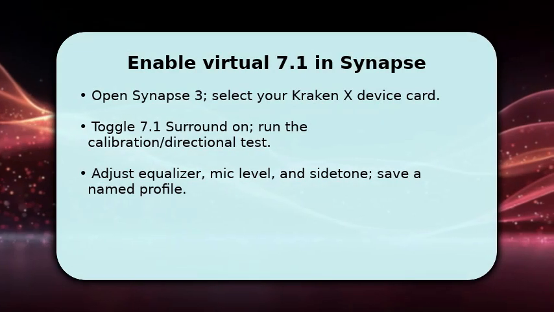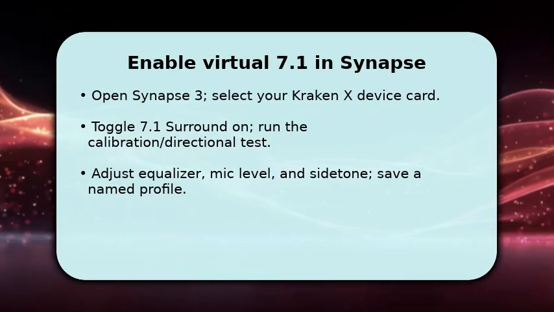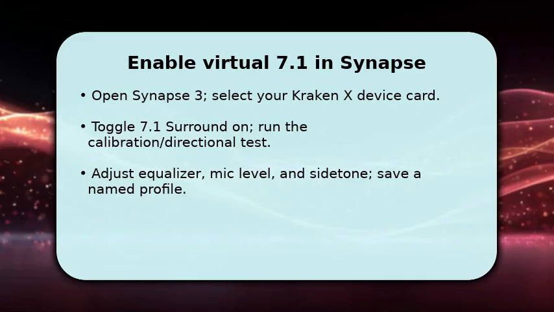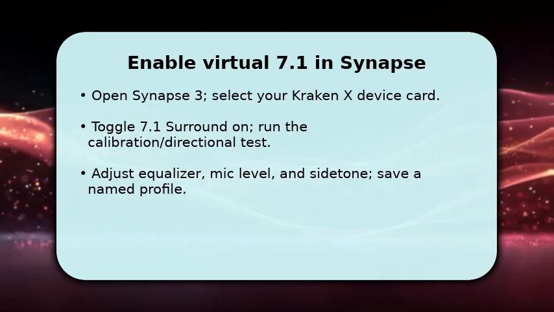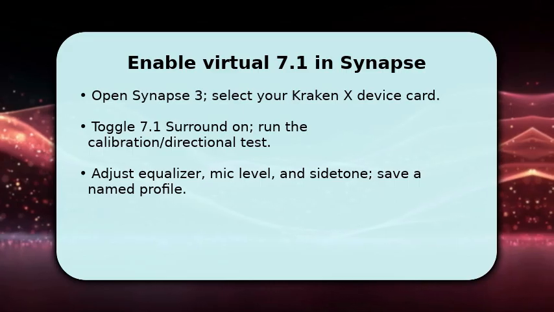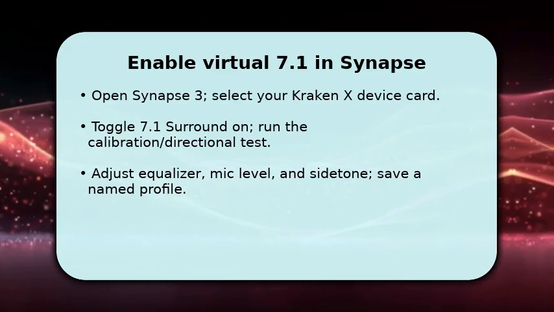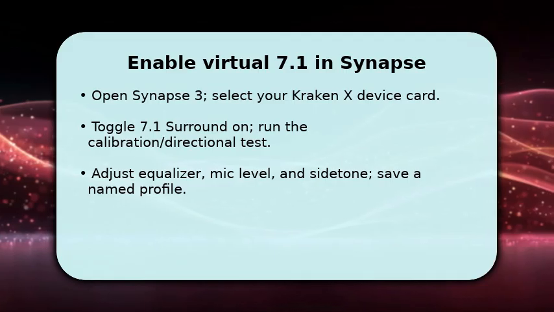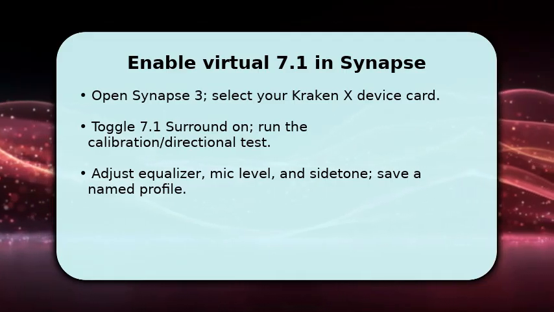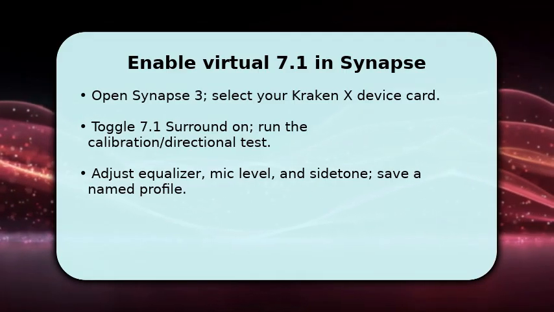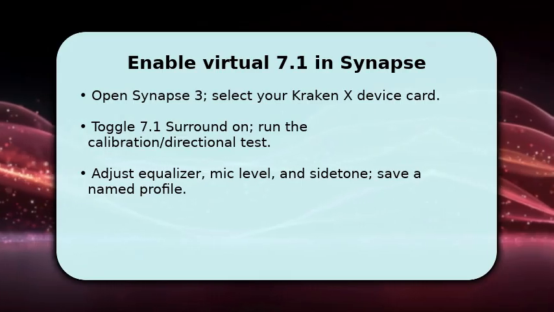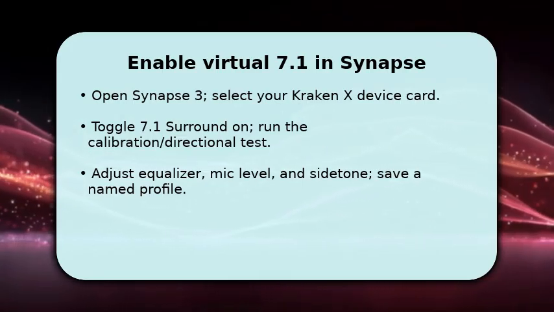You now enable and tune the virtual surround processing inside Synapse. Open the Kraken X device page, then toggle the 7.1 surround option. This applies Razer's virtualization to stereo drivers. Next, run the spatial calibration test so the software maps virtual channels to your perception. Calibration improves positional cues in games.